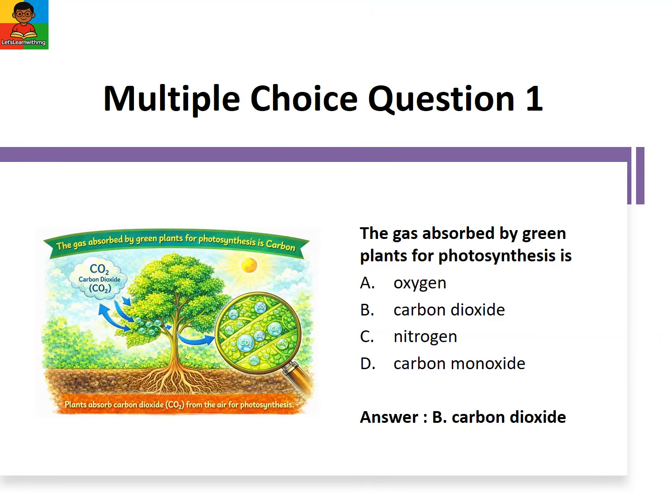Multiple choice question 1. The gas absorbed by green plants for photosynthesis is A. Oxygen, B. Carbon dioxide, C. Nitrogen, or D. Carbon monoxide. The correct answer is B. Carbon dioxide.